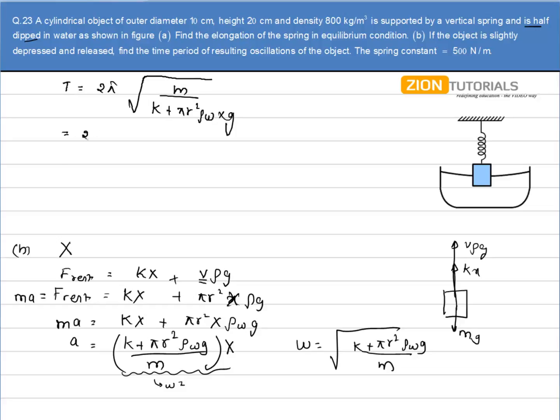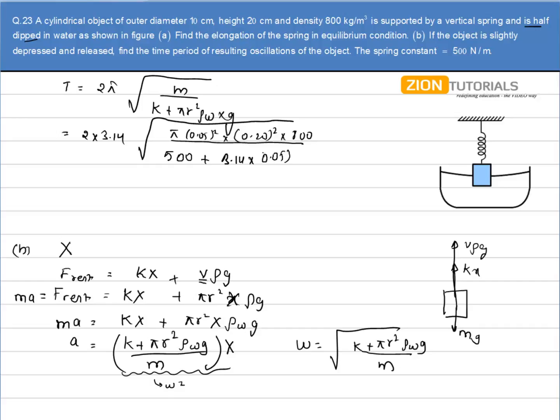Now just substitute the values. 2 into 3.14. The mass can be calculated by volume, that is pi into 0.05 whole square into 0.20, into 800, this is the mass, divided by 500 plus 3.14 into r, which is again 0.05 whole square, rho of water into 10. So the time period comes out to be 0.93 seconds. That is the answer.